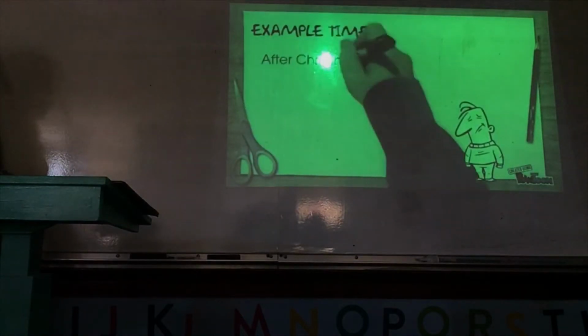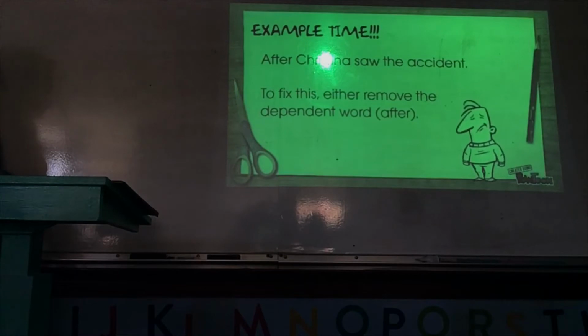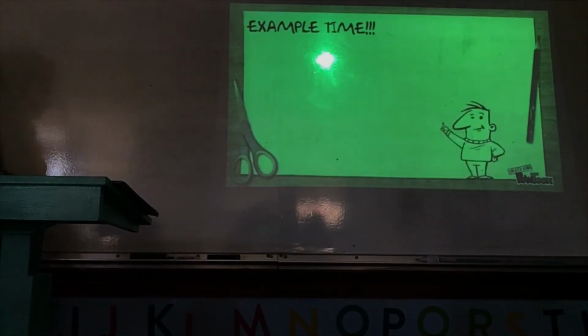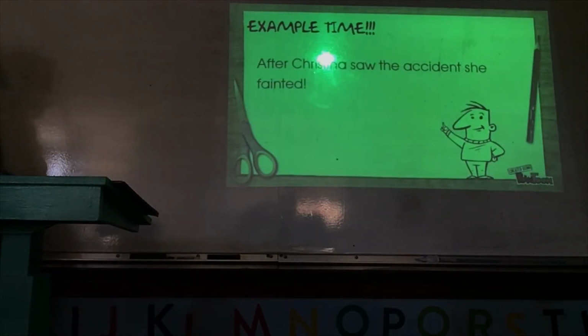After Christina saw the accident. We fix this by either removing the dependent word, like this, Christina saw the accident, or by completing the thought, like this, after Christina saw the accident, she fainted.